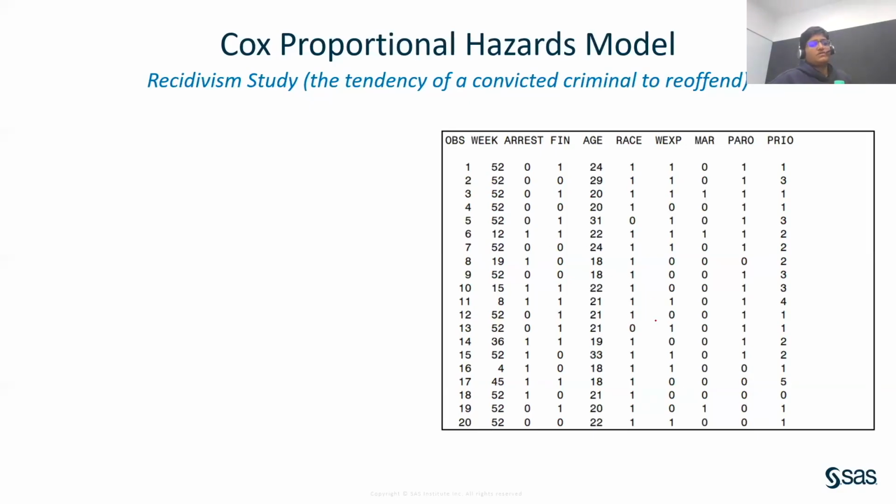So I'm now going to move on to the next part, which is a Cox proportional hazards model. Here, I'm not looking at non-proportional hazards; we limit the discussion only to proportional hazards. And we are taking up an example relating to the recidivism study, which is the tendency of a convicted criminal to reoffend. So this is an observational study, not a clinical trial or experimental study rather. In this example, this is just a sample of the data that you see on the right-hand side.